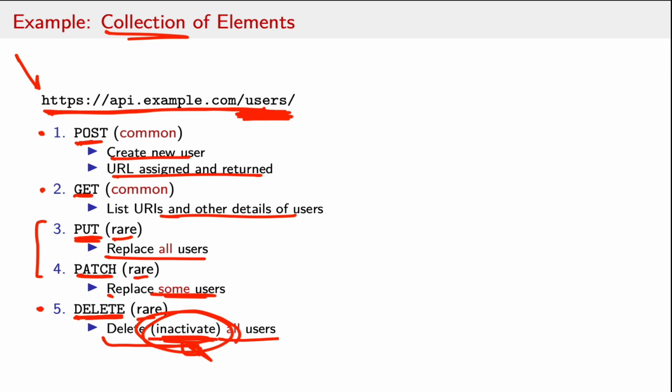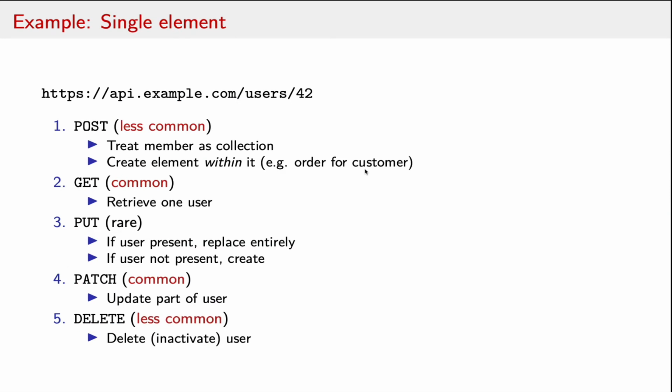So in principle or logically, it's still deleting something, but in practice, I don't lose any data. Now let's turn our attention to individual elements. So instead of a collection style resource, we're talking about an individual element resource. And the URL that we're going to use here for this example is this one.